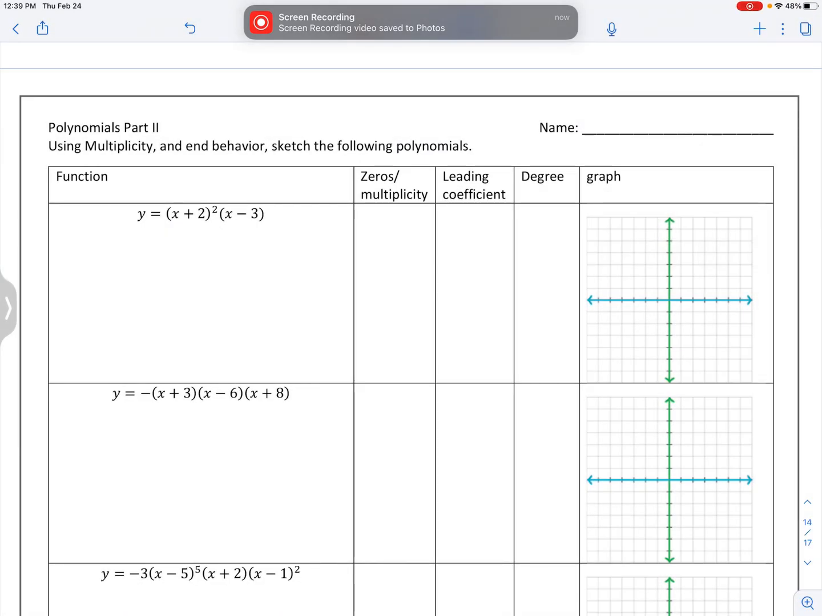Okay, welcome back to graphing functions based upon their multiplicity. So let's look at some things.